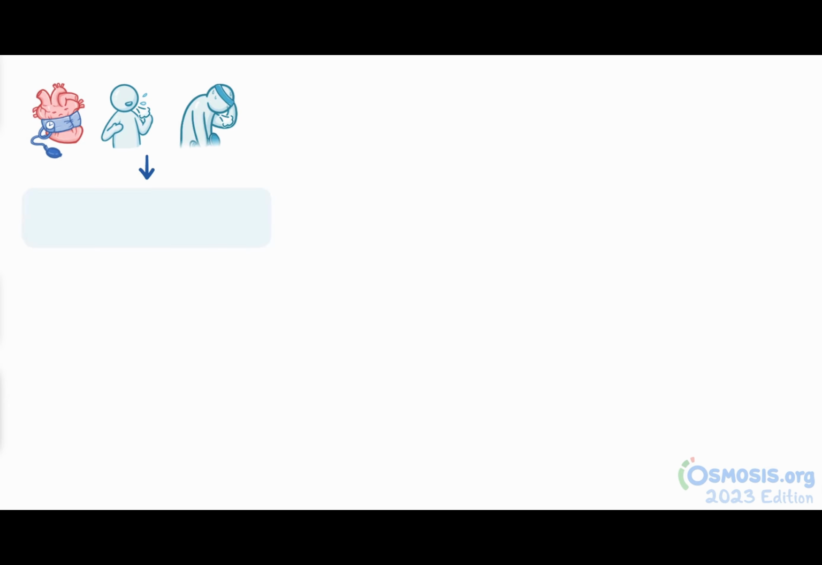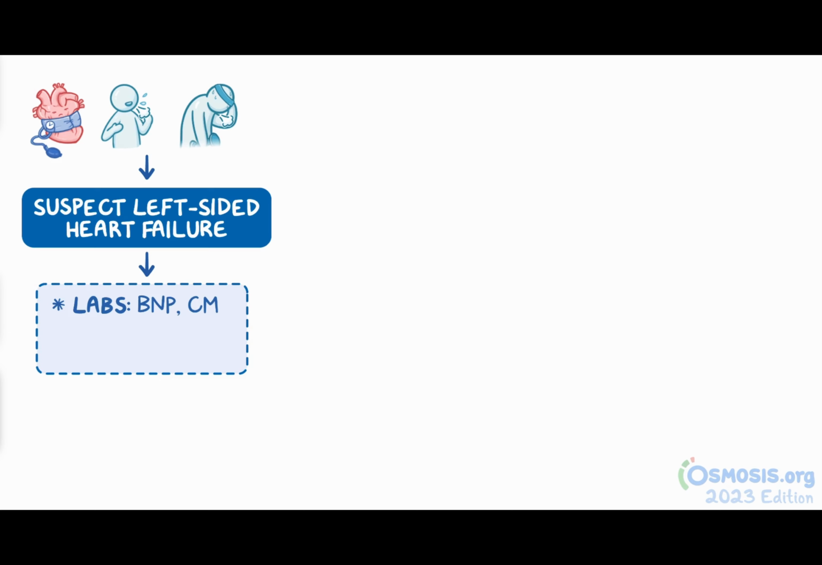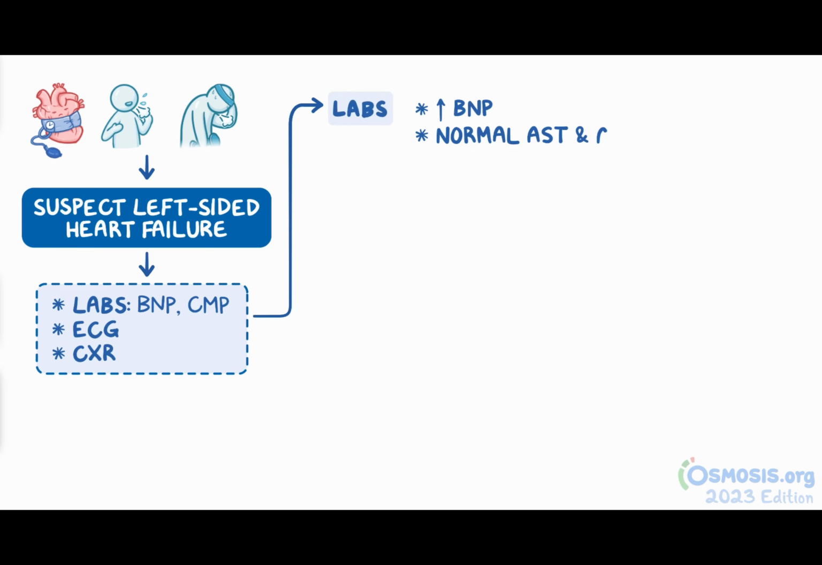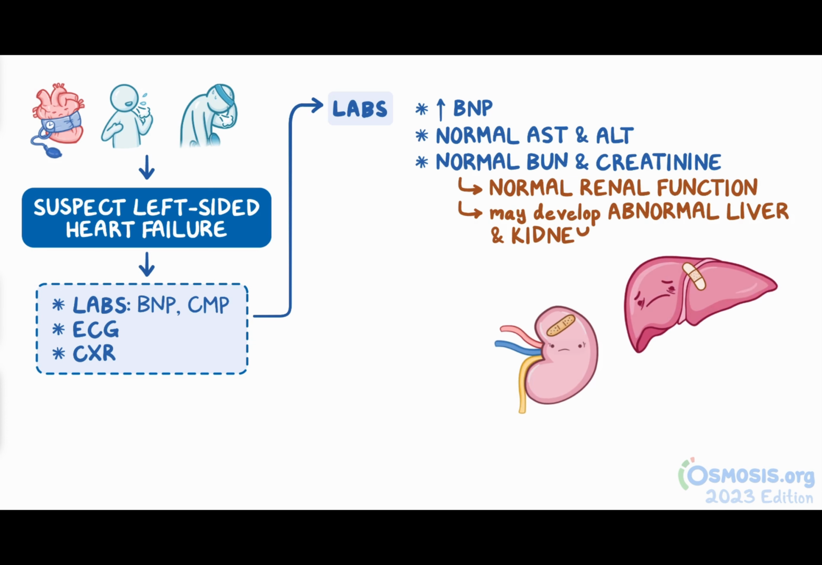At this point, you should suspect left-sided heart failure, so your next step is to obtain labs like BNP and CMP, ECG, as well as imaging such as chest X-ray. Most often, labs might show an elevated BNP, normal AST and ALT, and normal BUN and creatinine, which indicates normal renal function, but keep in mind that some patients may develop abnormal liver and kidney function tests.